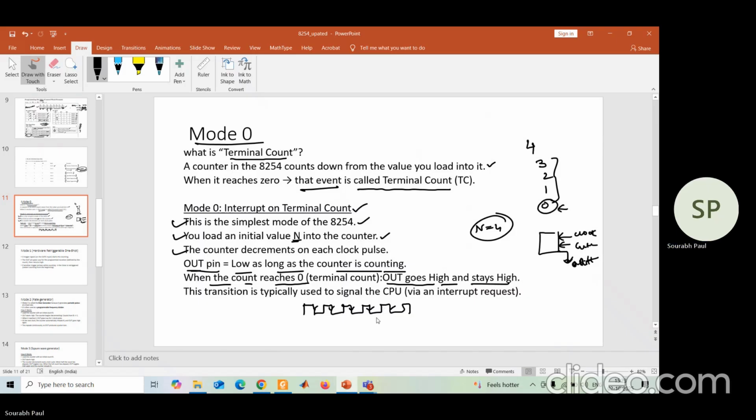So, you know how a counter works. With every clock, the count values are getting updated. So when you have loaded a value of n equal to 4, at that instant only, the output terminal will give a value of low in mode 0. So when you have loaded this value, it is giving a low output from the out terminal.